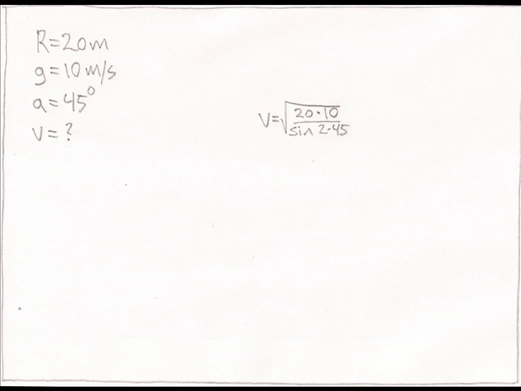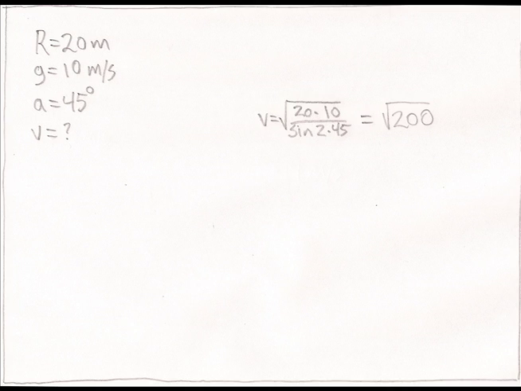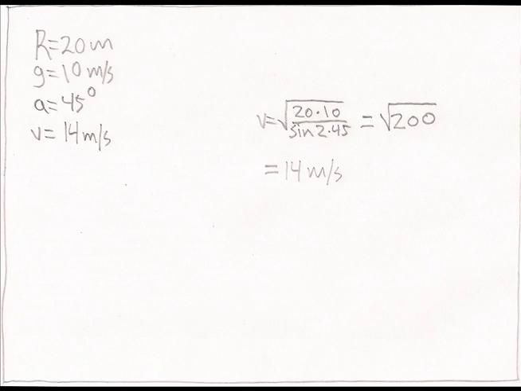Velocity is equal to the root of range times gravity divided by sine of 2 times 45. Or V equals the root of 20 times 10 divided by sine of 2 times 45, which equals 14 meters per second.